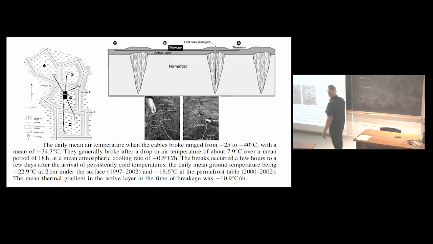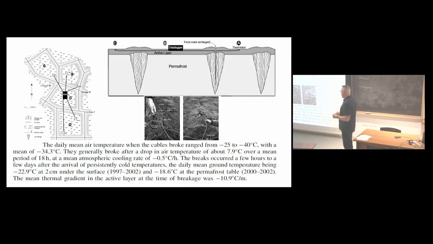So in the field, what we did, you have an example here of polygons. We have a small data logger, and we make a very simple setup. We extend electrical cables across ice wedges or ice wedge junctions like that. So you have your ice wedge, you usually have a ridge there, and then we extend a cable across. And when we lose electrical signal, the frost crack broke the cable. So we know the temperature of cracking. So this is an example of broken cables.